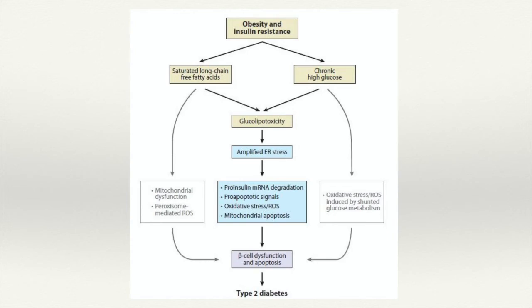Here in this slide, we can see that obesity and insulin resistance, which is caused by long-chain fatty acids and chronic high glucose levels, lead to glucotoxicity, and glucotoxicity leads to amplification of the prostaglandins that lead to inflammation, and they lead to beta cell dysfunction, which leads to diabetes. The beta cells are in the pancreas, which produce the insulin.